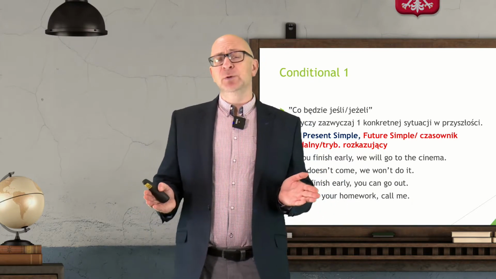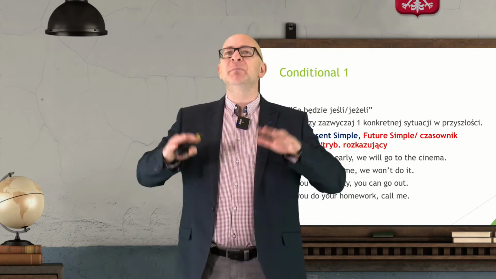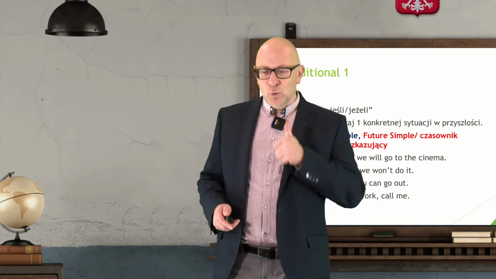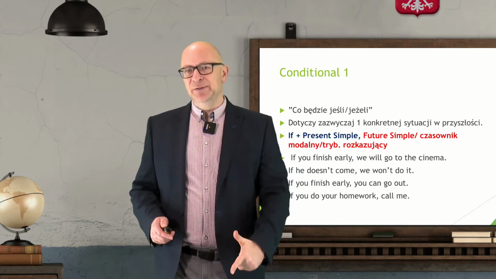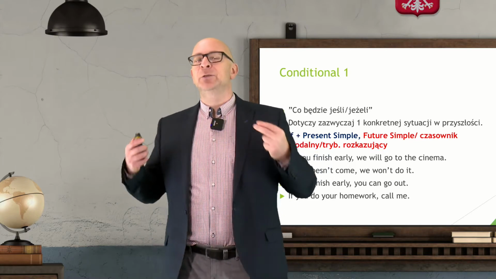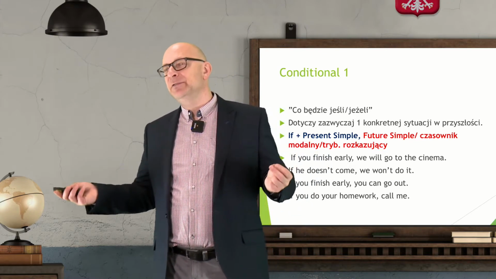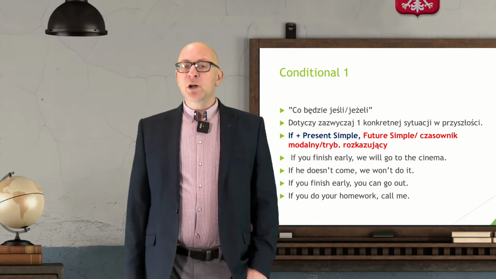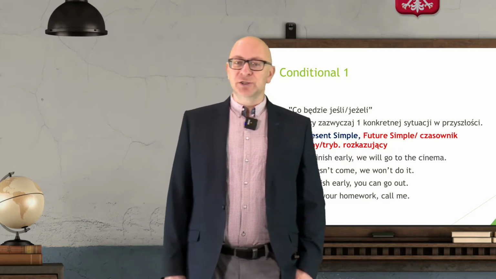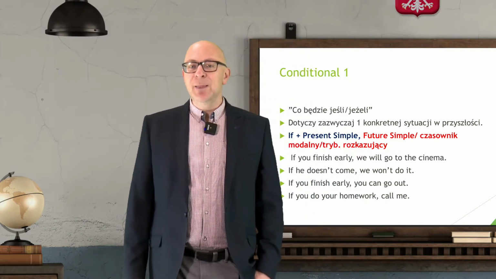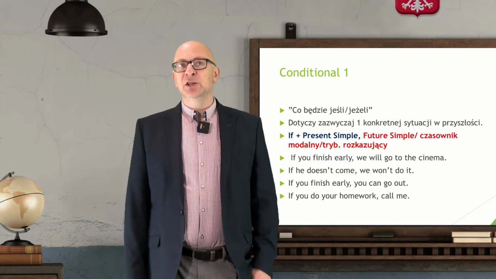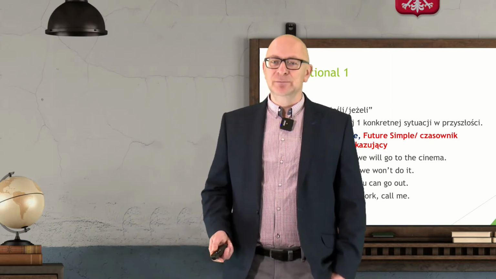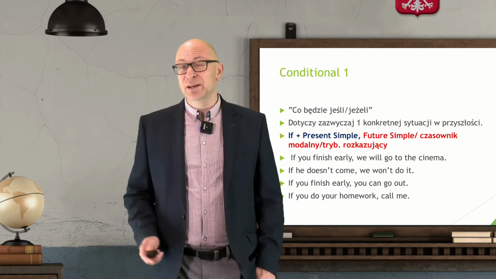Unlike zero conditional, which refers to a situation which repeats itself, which always happens in this way. Here we talk about one single specific event in the future that will happen or will not happen if something happens or not. And what grammar forms, what structures do we use in this conditional? Well, basically in the conditional part, so in the if part, so after if, we use present simple, almost always.